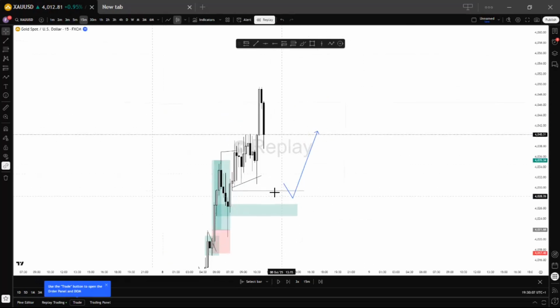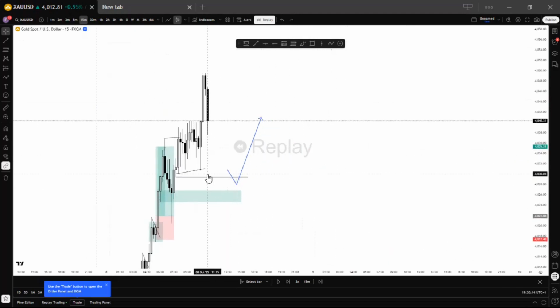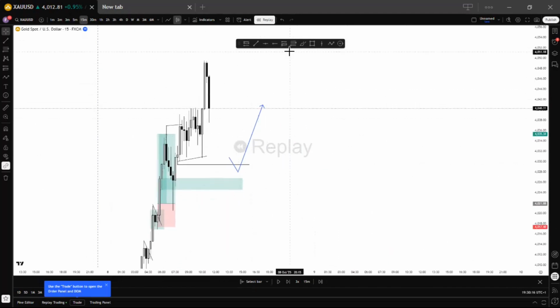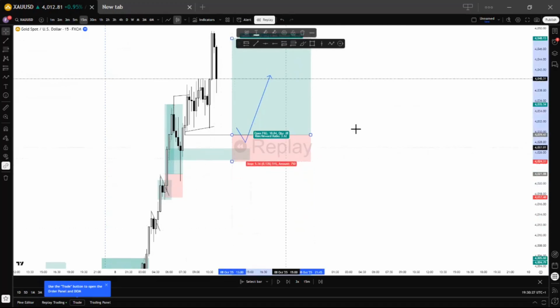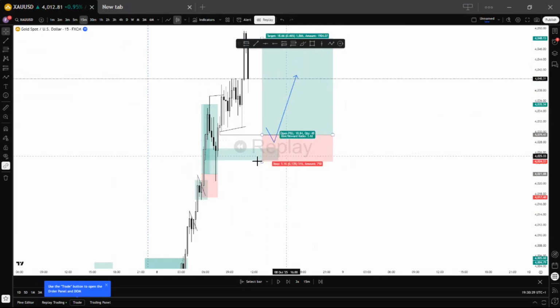Now see what price actually did. Price still formed liquidity, so we are still positive on this. And for the fact that I have what looks like equal low liquidity, I think I'm a lot more bullish on this. This is the 15 minutes time frame, so I can have my buy there and I can have my SL just right here.